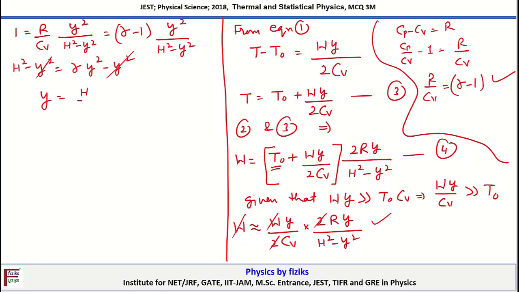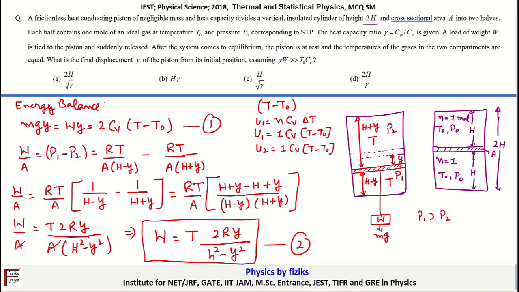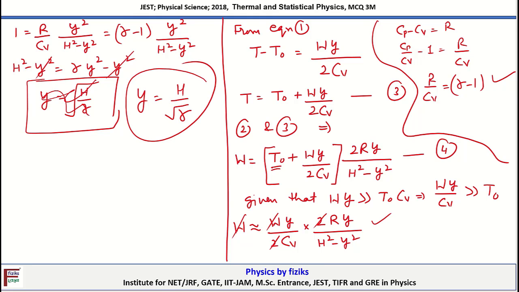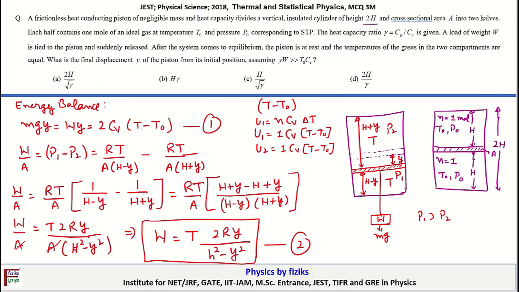root h upon gamma. Okay, so therefore, if we take a look at the options that are given to us, wait, it is h upon under root gamma, because we have h square is equal to gamma times y square. So y is equal to h upon under root gamma. Therefore the correct option is C here.